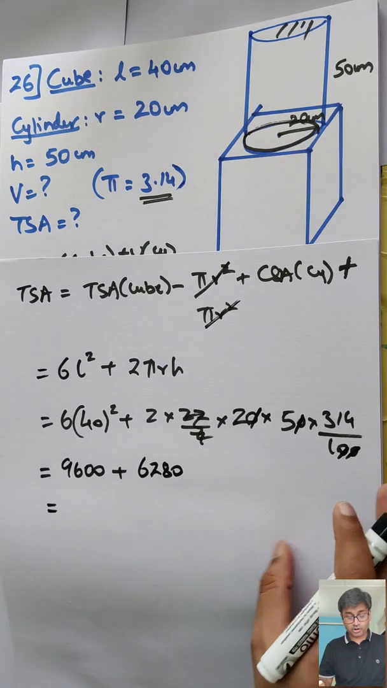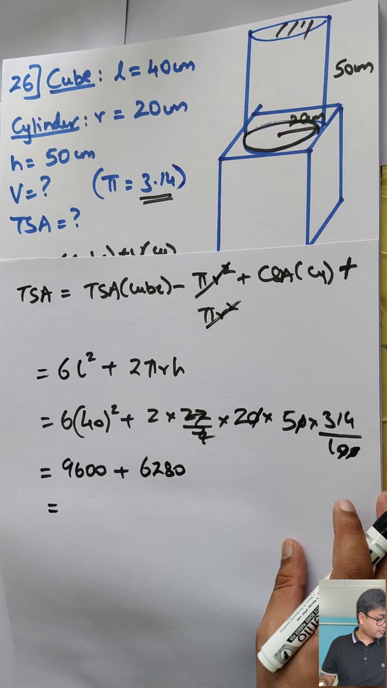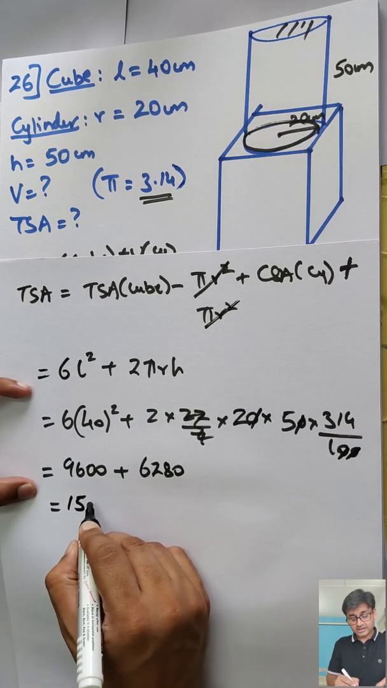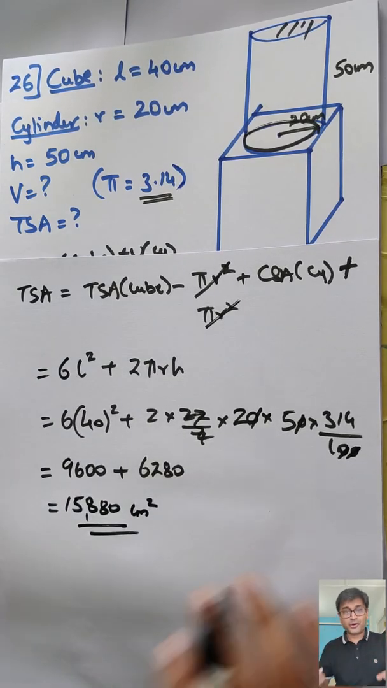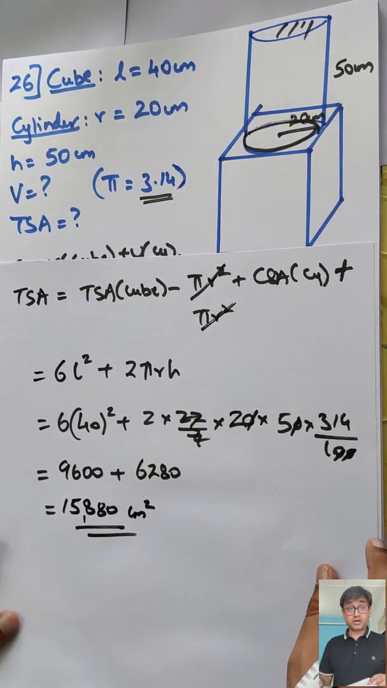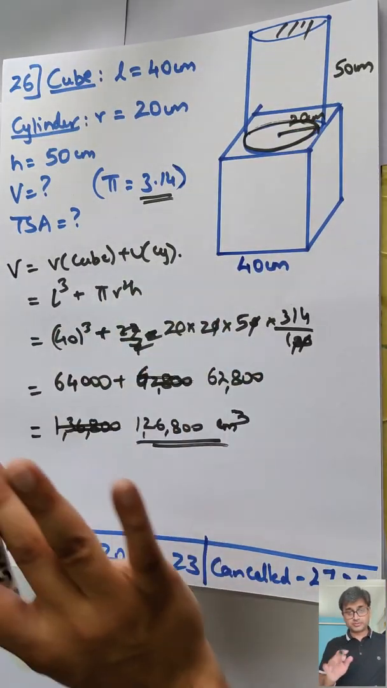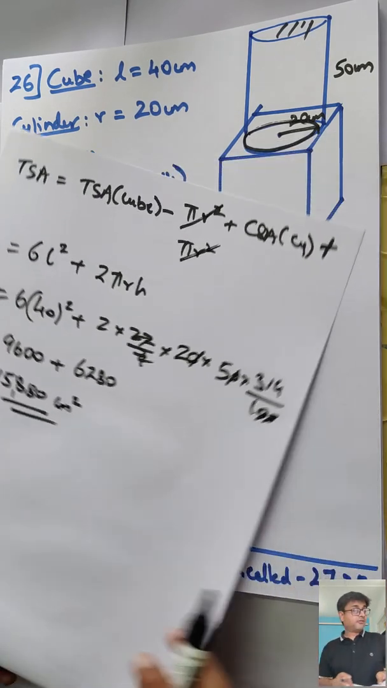Please don't tell me I have gone wrong. So my answer should be 15280, is it? 15880. Yeah, that's correct. 15,880 centimeter square. We've gone correct, yeah? So that was a good question also. So first we did the volume, which was simple, and then the total surface. I hope you got this.